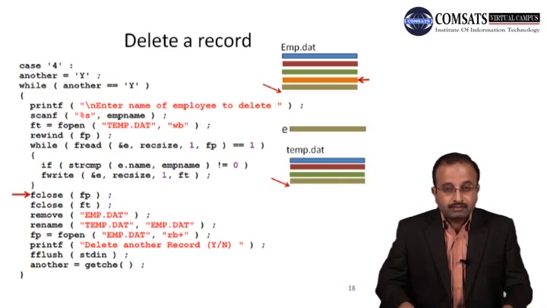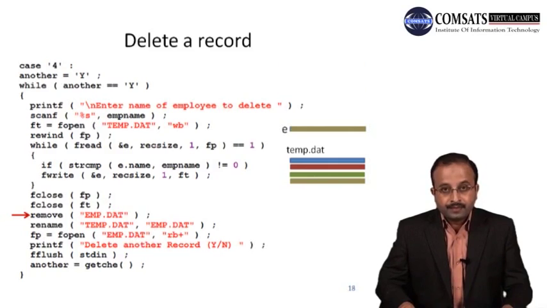Now it closes the file fp, and it closes the ft file, that is the temporary file. It closes the file which the ft pointer is pointing to. And then it removes the emp.dat. This is the next statement to be executed. So when this statement is successfully executed, the emp.dat file will be removed.